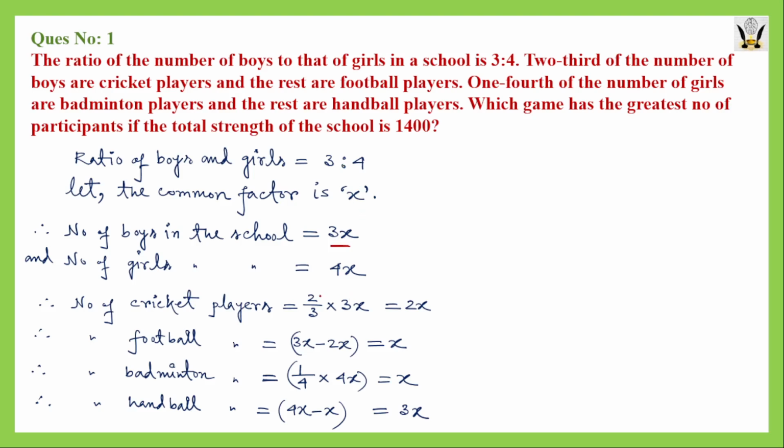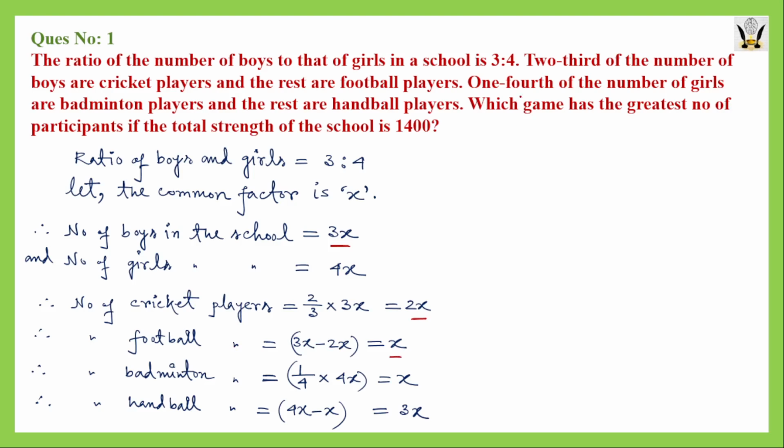So that is 3x, and 2/3 of that 3x, of the total number of boys in that school, are cricket players. So the total number of cricket players will be 2x, and the rest are football players. So football players means among the boys. Total boys is 3x and cricket players are 2x. Football players will be 3x minus 2x. It will be only x.